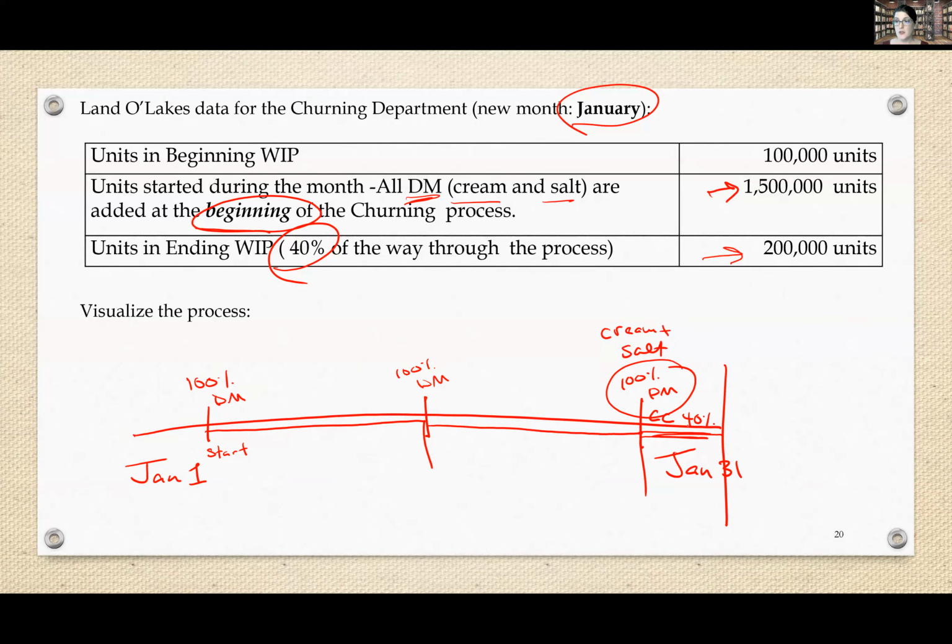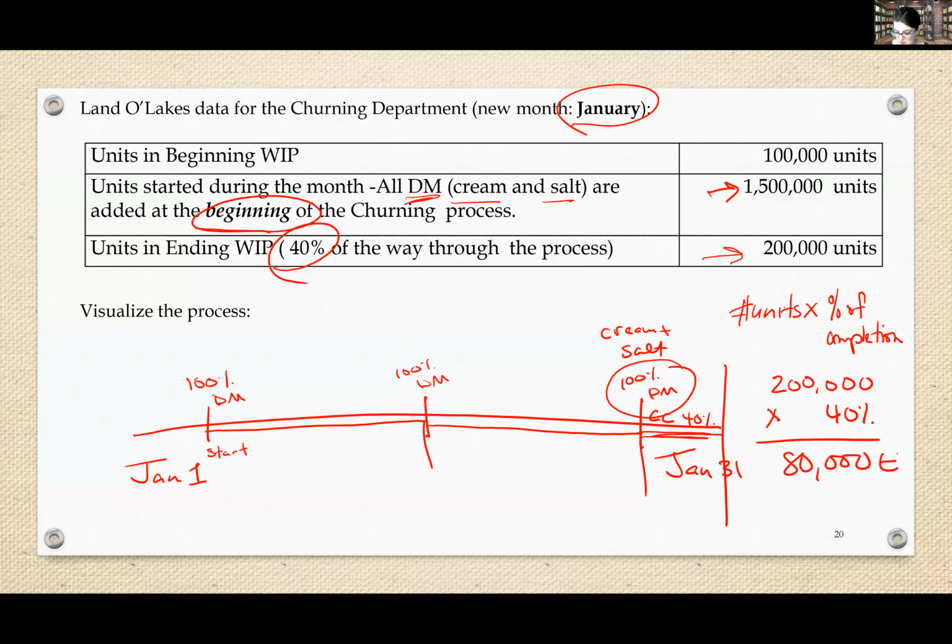If our direct materials here is 100% complete, then the equivalent units would be 100%. Here we see that there's 40%. And if you remember our formula for equivalent units of ending work in process, it would be however many units you have times the percentage of completion. Right? So in this example, it would be the 200,000 units that we have times the 40% completion that we have, which would give us 80,000 equivalent units.